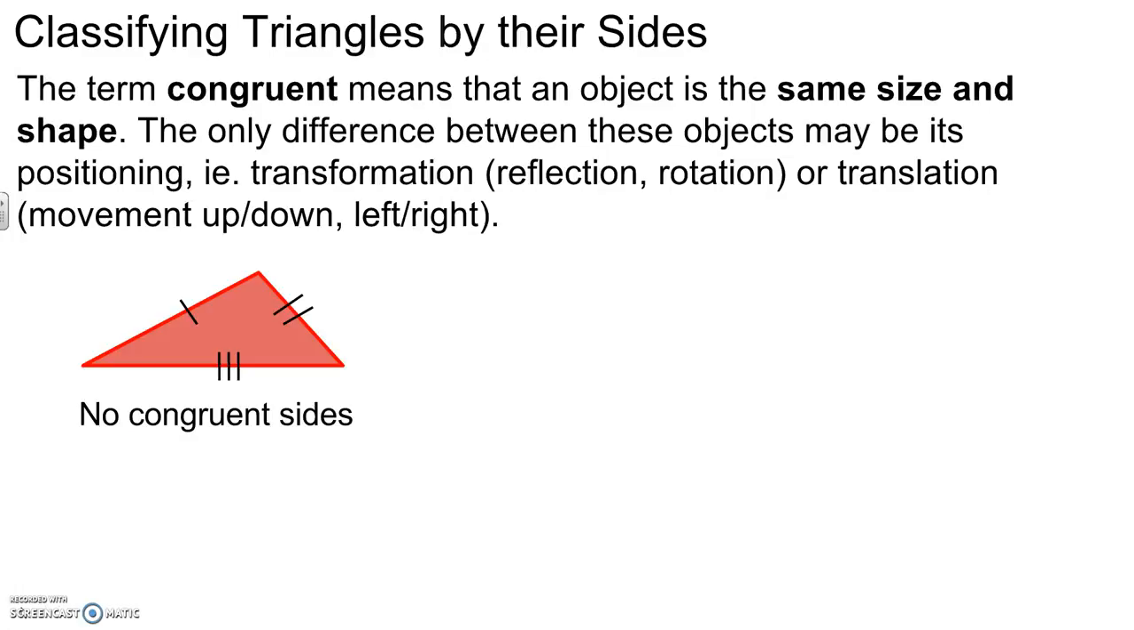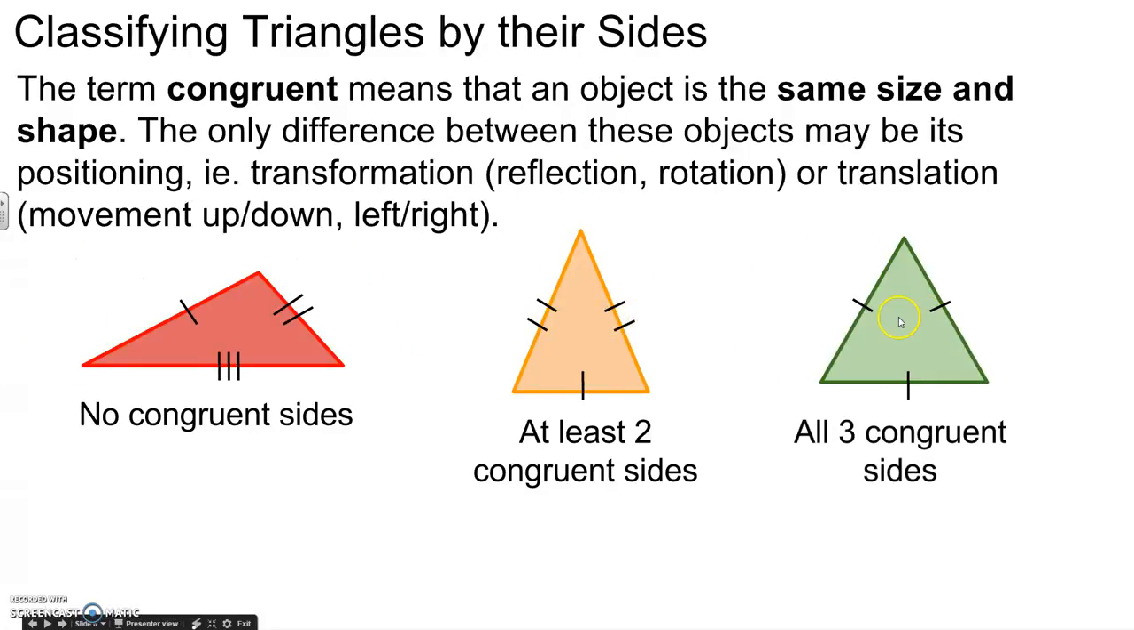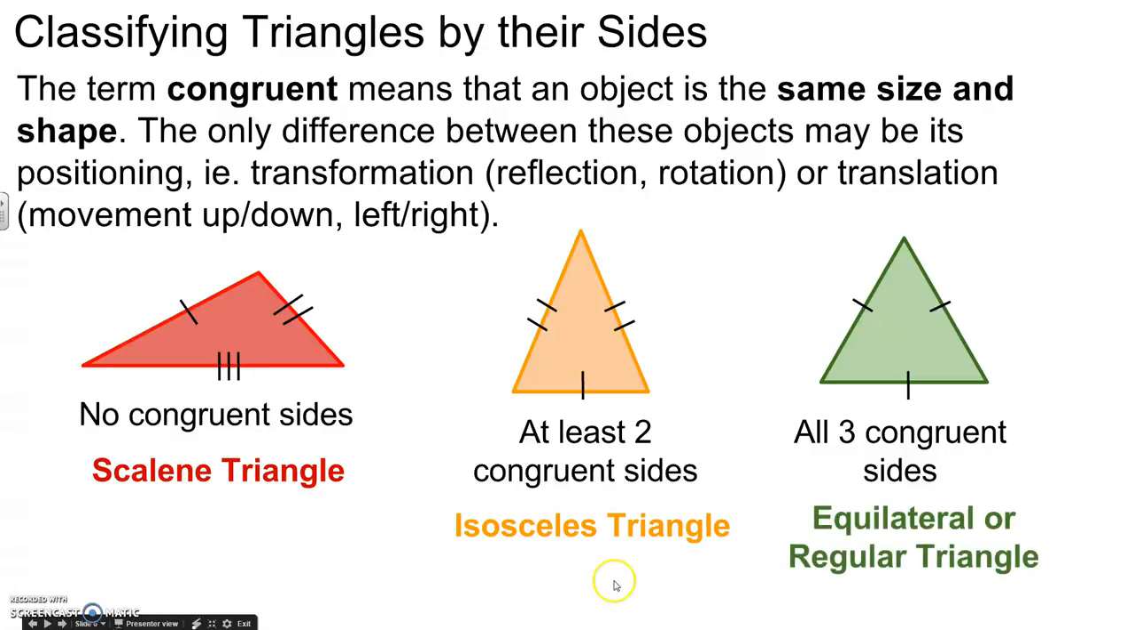If you look at this first triangle, it has no congruent sides, and it's shown here by these markings. Each different marking shows a different measurement. This triangle here has two congruent sides, and this triangle here has all three sides congruent. Could you classify the triangles? Write them down now and see if you're correct. If you wrote the first triangle is scalene, that means the three side lengths are different. The second triangle would be classified as isosceles, and the third triangle would be classified as equilateral or regular.